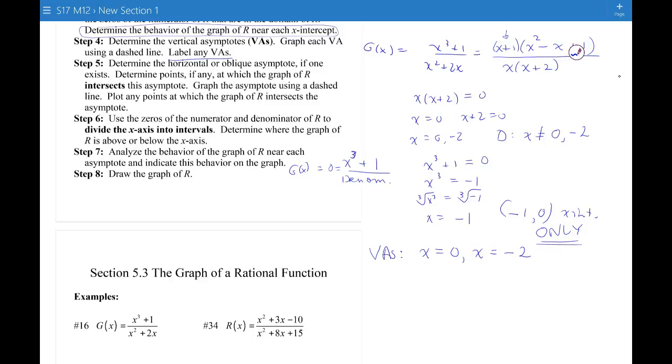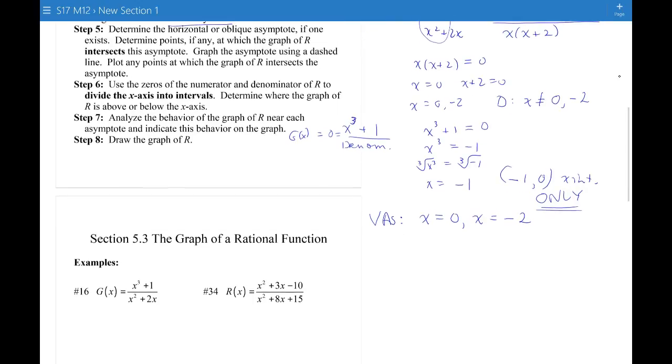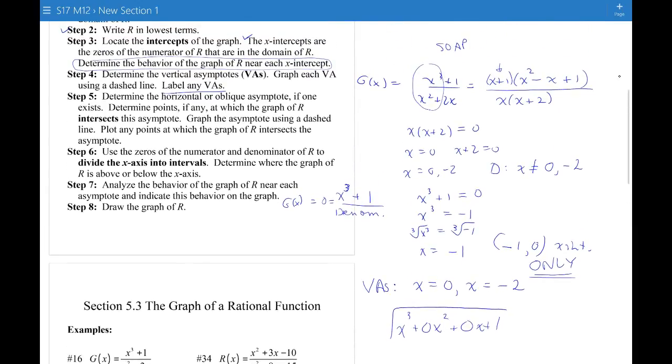Okay, then we're going to look for a horizontal or oblique asymptote. We're going to look at the degrees here, and that's the last bit of section 5.2 that we haven't done in class yet. If the degree of the numerator is 1 larger than the degree of the denominator, that's when you get those oblique asymptotes. So you take x cubed plus 0x squared plus 0x plus 1, and you're dividing that by x squared plus 2x.